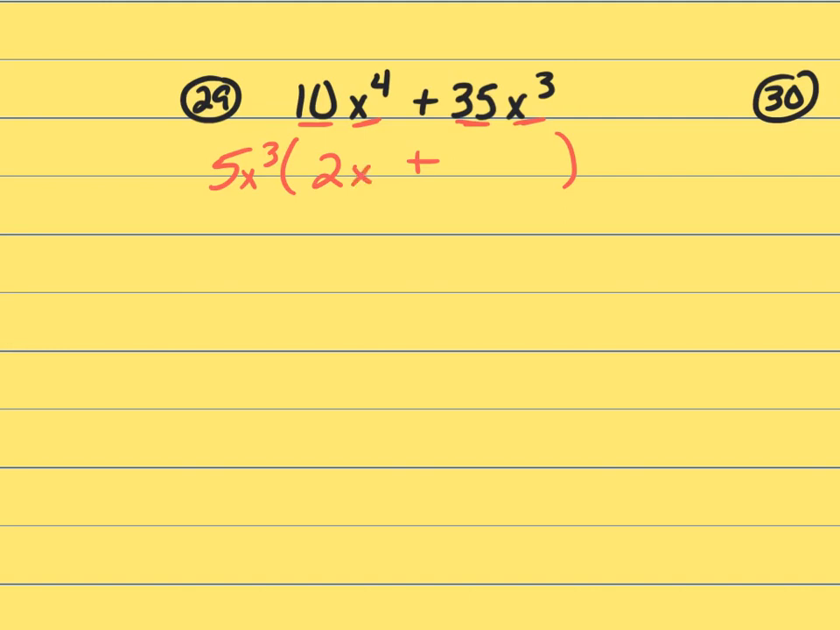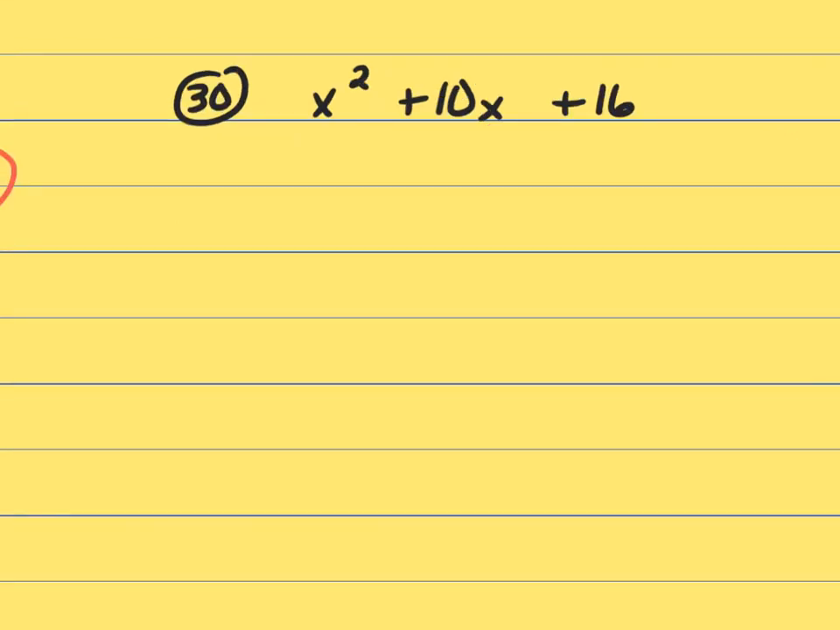Now 5x to the third times what gives me 35x to the third. And 5 times 7 gives me 35. And if I have 3 x's here, I don't need any more to get a total of 3. So my answer is 5x to the third with a 2x plus 7 inside the parentheses.